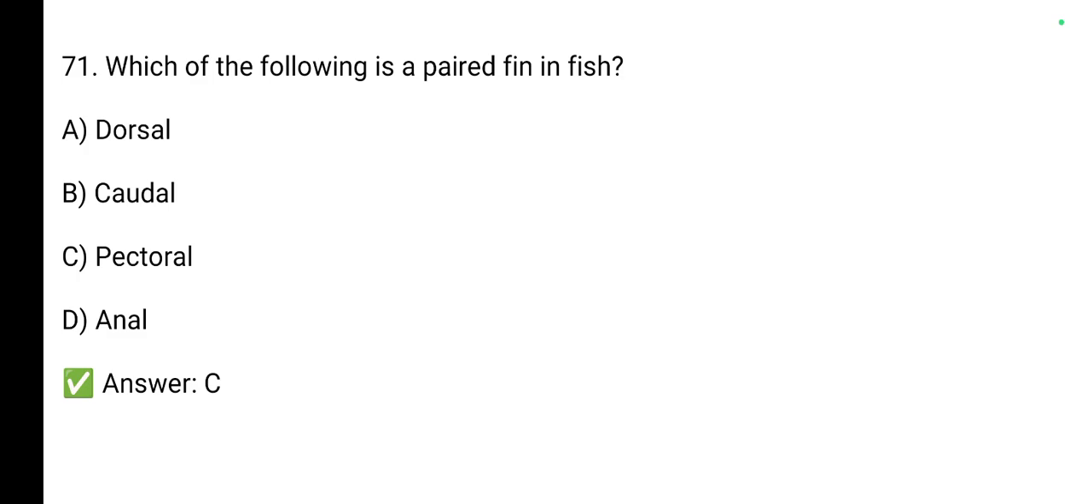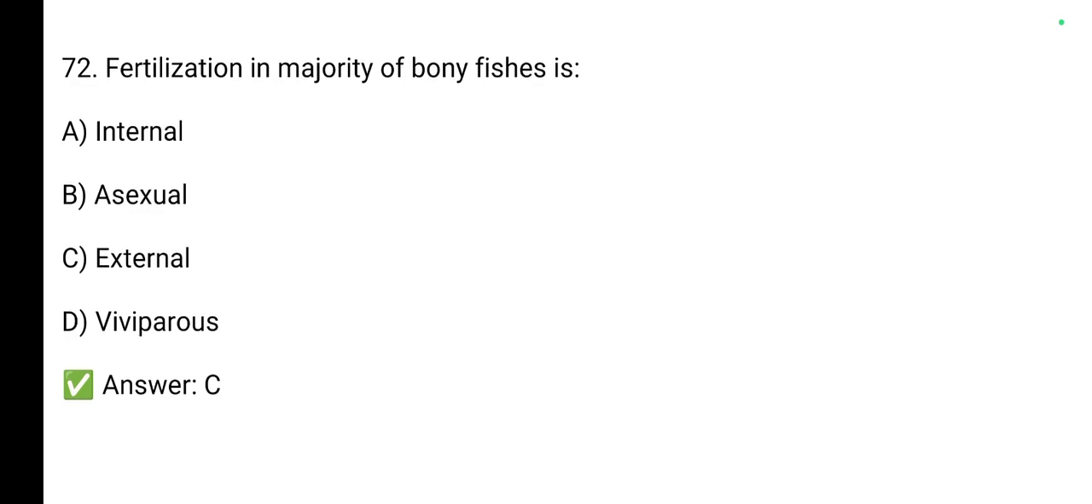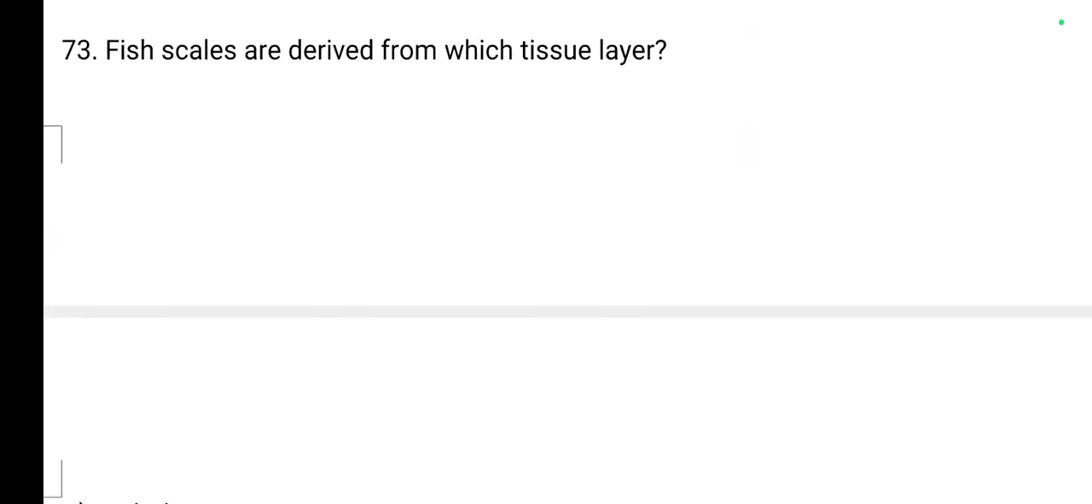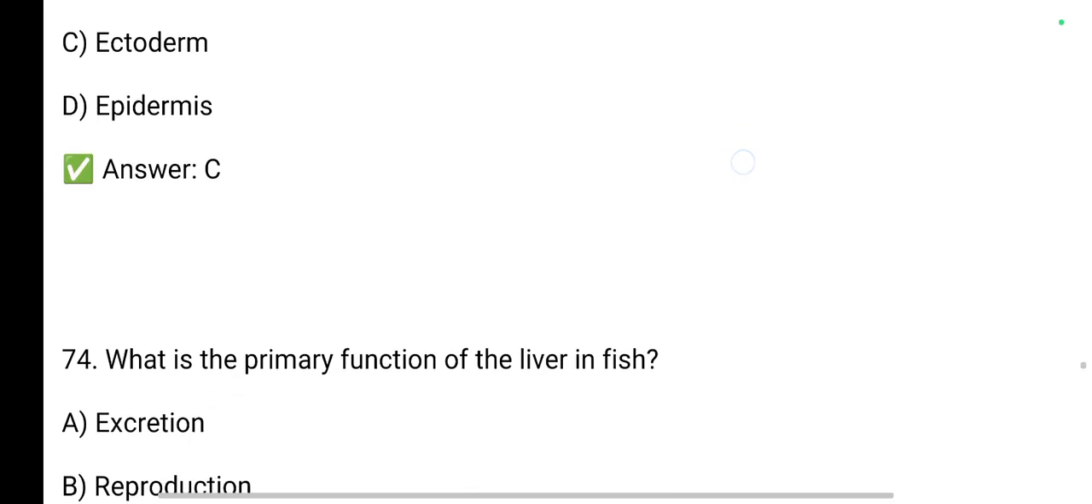Which of the following is a paired fin in fish? So the answer will be C, pectoral fin. Fertilization in majority of bony fishes is external. Fish scales are derived from which tissue layer? So the answer will be option C, ectoderm.